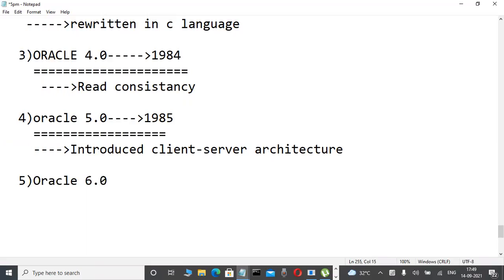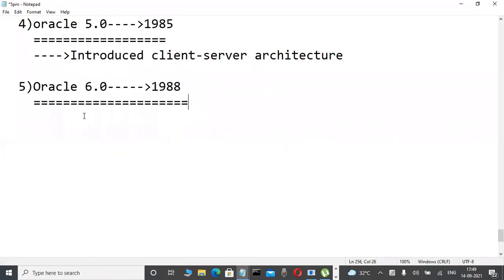This is important. Oracle 6.0 version. In which year was the Oracle 6.0 version introduced? Maybe anybody has an idea? Very good. Not 1986. They introduced it in 1988. In 1988 they introduced the 6.0 version.